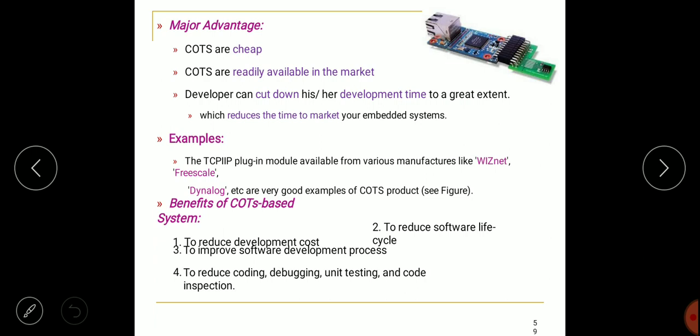Example: the TCP/IP plugin modules available from various manufacturers like Viznet, Freescale, Dynalog, etc. are very good examples of COTS products. See the figure shown in the above right corner of the diagram. Benefits of a COTS based system: to reduce the development cost, to improve the software development process, to reduce coding, debugging, unit testing, and code inspection, and to reduce the software life cycle. So these are the benefits of a COTS based system.